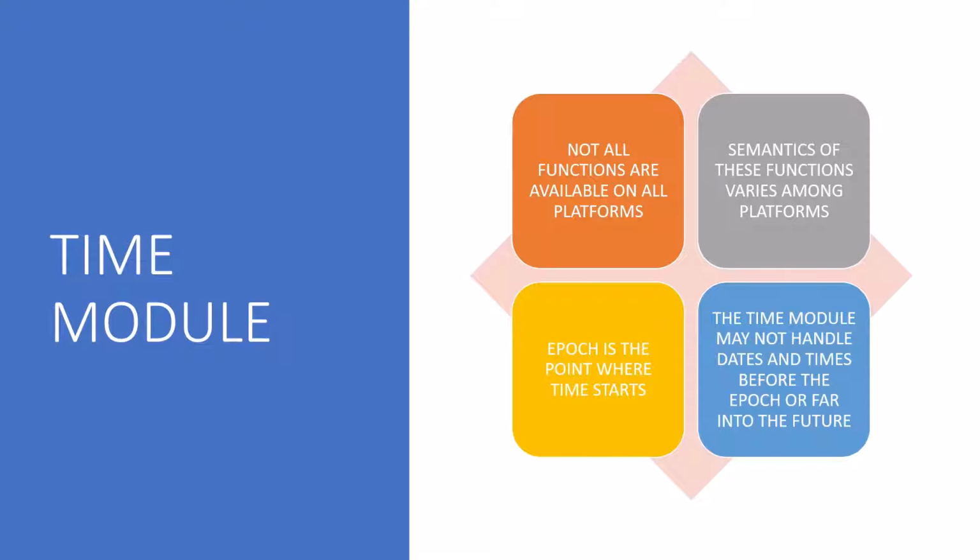The time module may not be able to handle dates and times before this platform specific epoch or far into the future, the current cutoff point being 2038. And this cutoff point is determined based on the C library. Why the C library? Because the functions in this module call the functions from the C library directly.